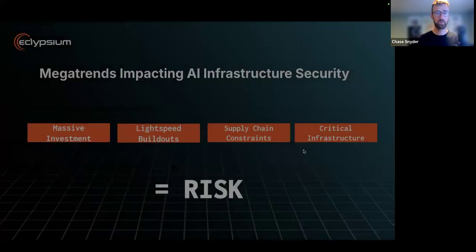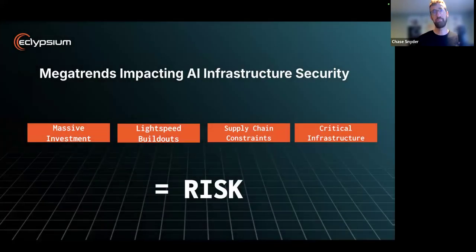So to start, we're going to talk about some mega trends impacting AI infrastructure security. We've got four listed on here. One is just massive investment. We've seen $1 trillion or so of investment committed to building out AI data centers specifically in 2025 so far. It could be even higher now. The stories, the disclosures of new investment come out so fast, it's honestly difficult to track. So huge amount of money and rapid build outs.